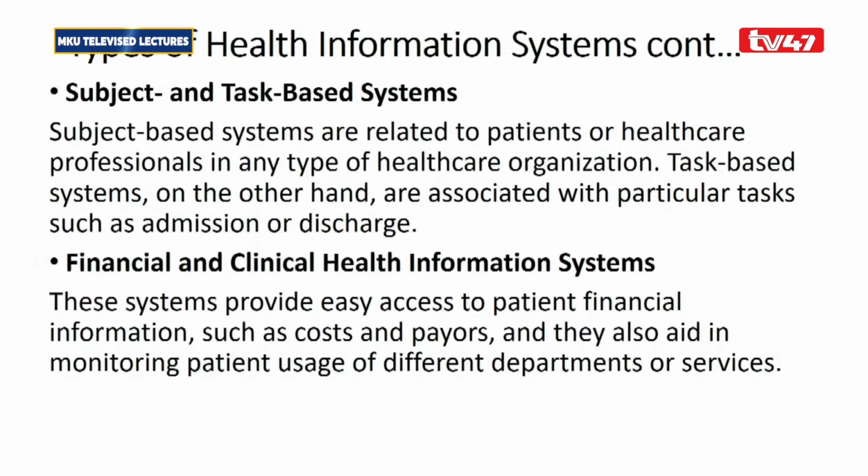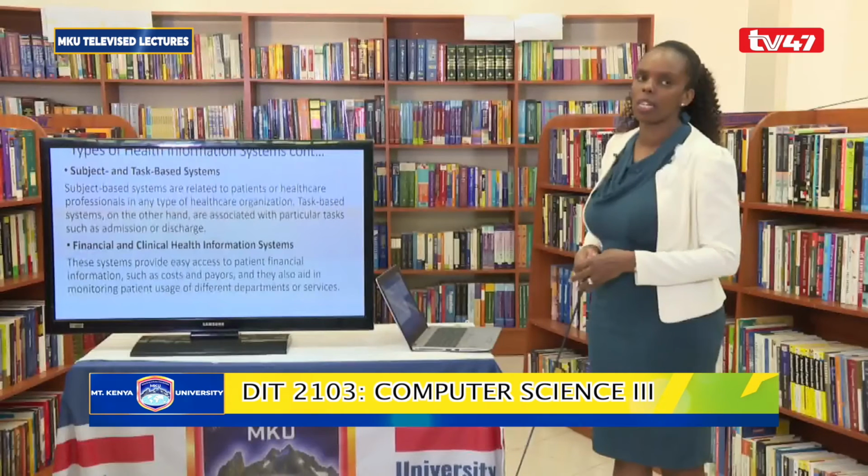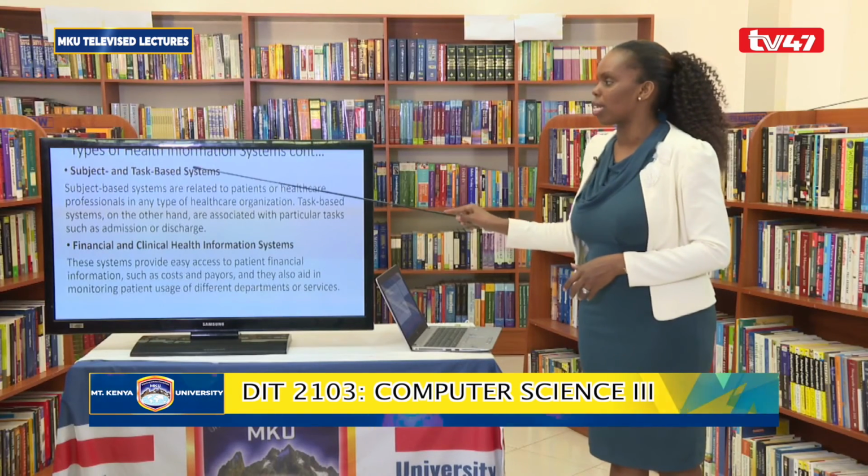Then we have what we are calling the subject and task-based systems. Now, these are systems that are related to patients or healthcare professionals in any type of healthcare organization. So any healthcare organization has their health workers, which is very important. Who is doing what? So it's subject and task-based. We have different sections in our hospitals and different personnel in every section. So task-based systems, on the other hand, are associated with particular tasks such as admission, discharge, maybe who is in the lab, maybe the technologists at the lab, and so on. So this is based on tasks and subjects.